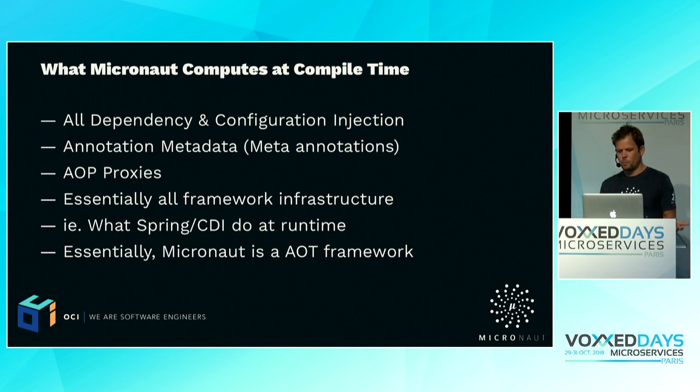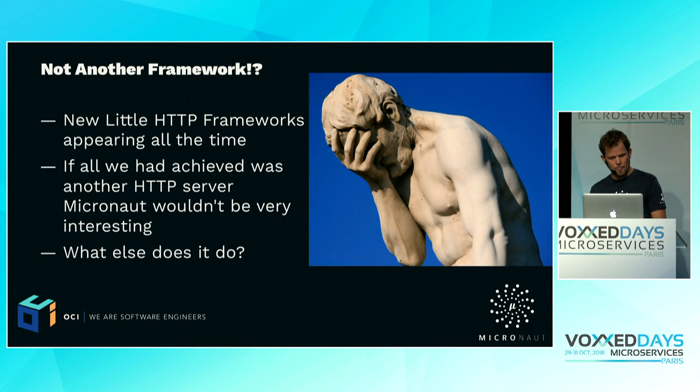We like to think of Micronaut as an ahead-of-time compilation framework, a framework for computing application infrastructure ahead of time. So you may be thinking, not another framework. But if we had just set out to build an HTTP server, I see new HTTP servers pop up every day on GitHub. Oh, look, there's another Java HTTP server. That's not an interesting problem to solve. HTTP has been solved for a very long time.